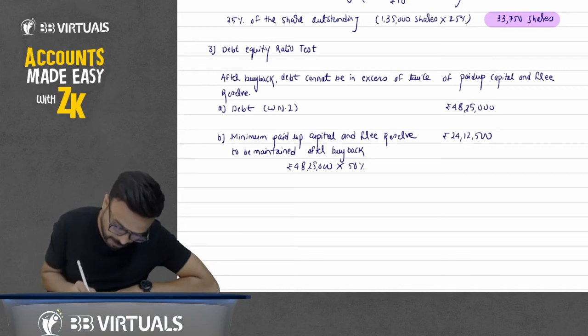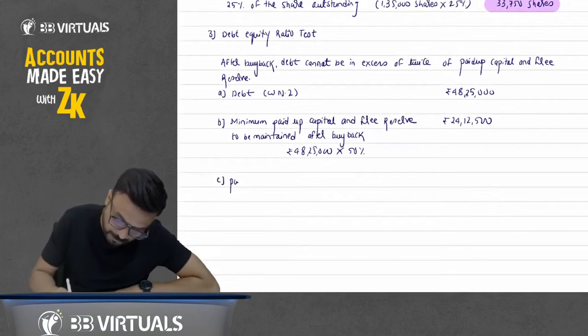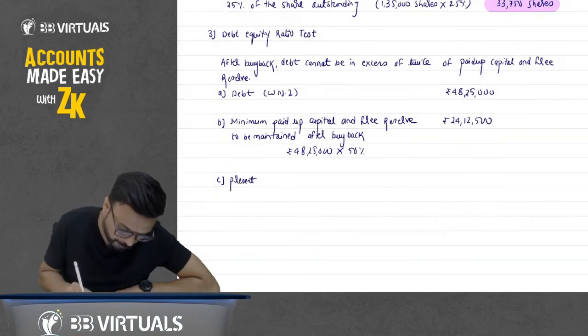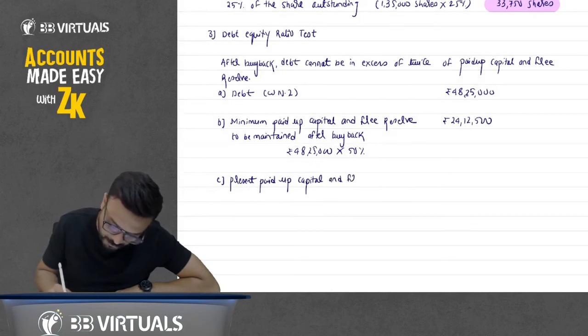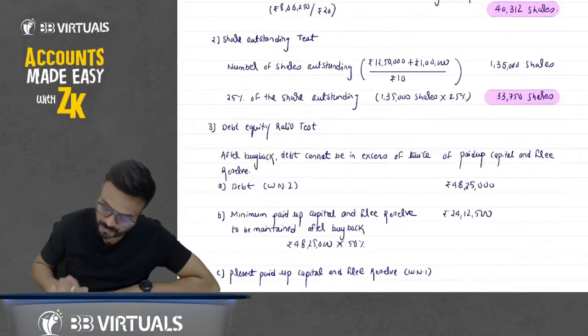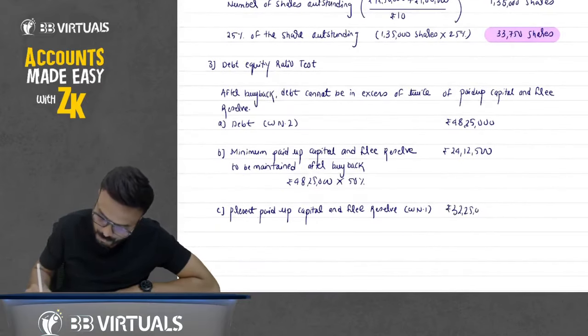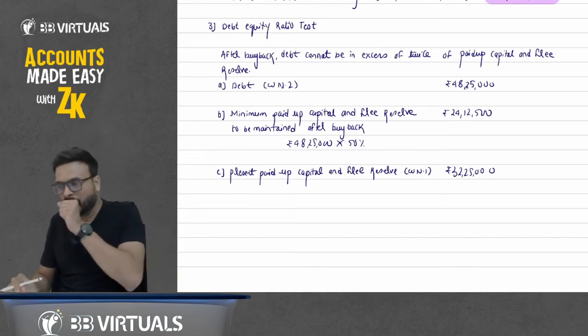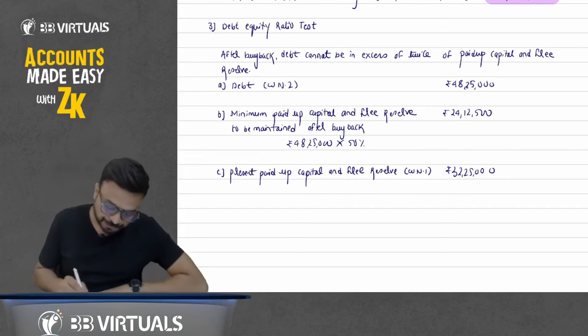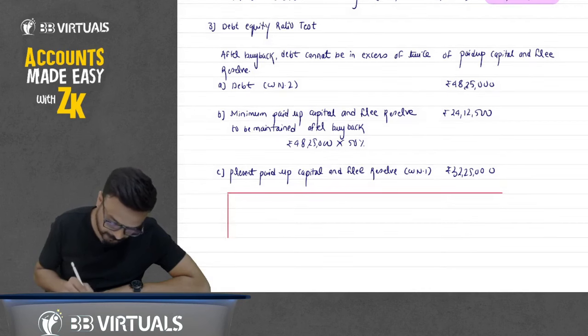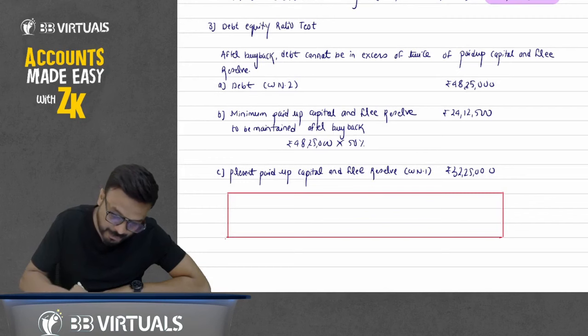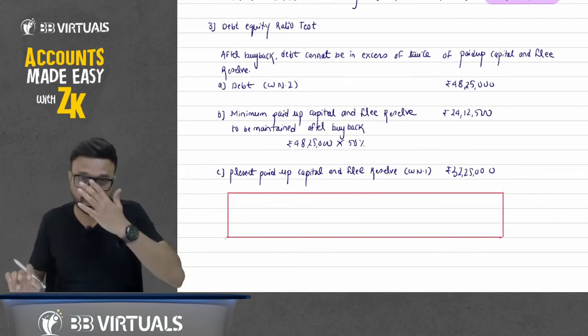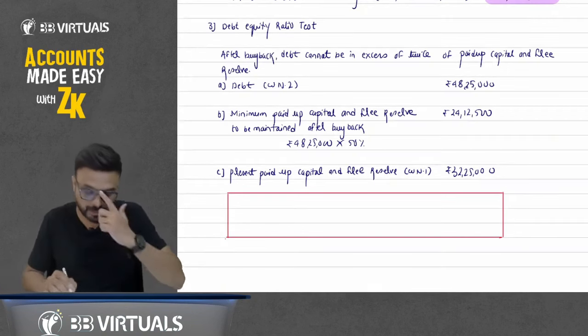So write down here, the present paid up capital and free reserve that we have calculated in working note number 1. How much is paid up capital and free reserve? 32,25,000. So existing is 32,25,000. Remember this. And whenever I use any color other than blue, that is for your understanding. You don't have to write these boxes and all in the examination. This is for your understanding.